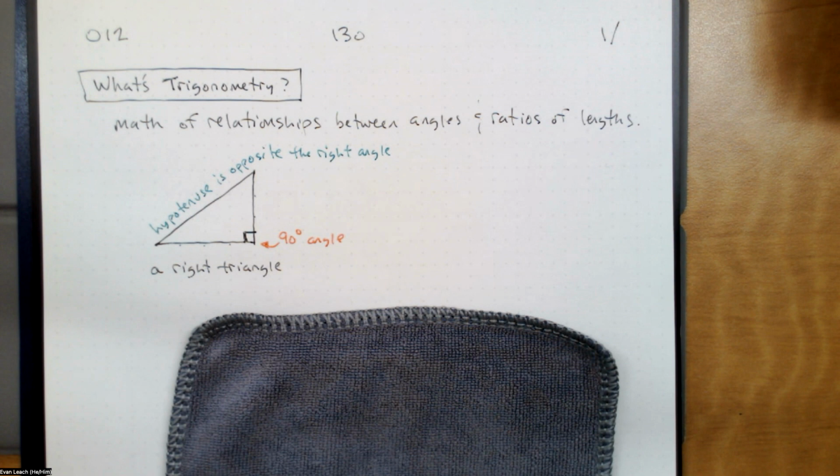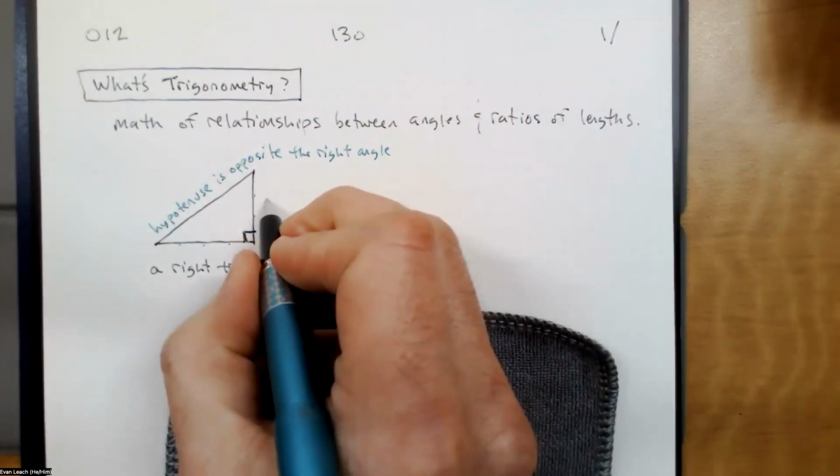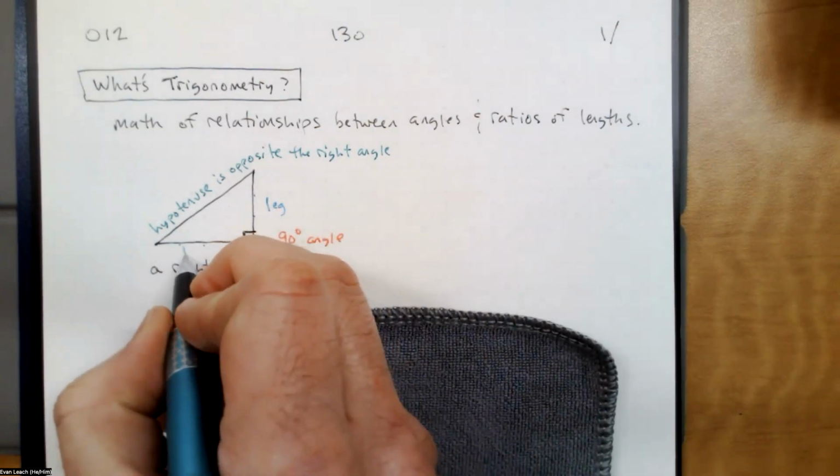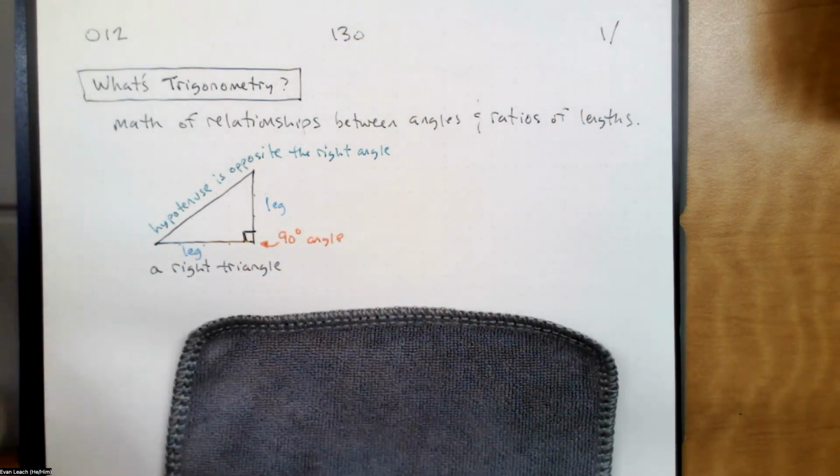The hypotenuse is always opposite the right angle. The other two sides in a right triangle will be called legs. So these are all categorized as sides of the triangle. A right triangle will have a hypotenuse and two legs.